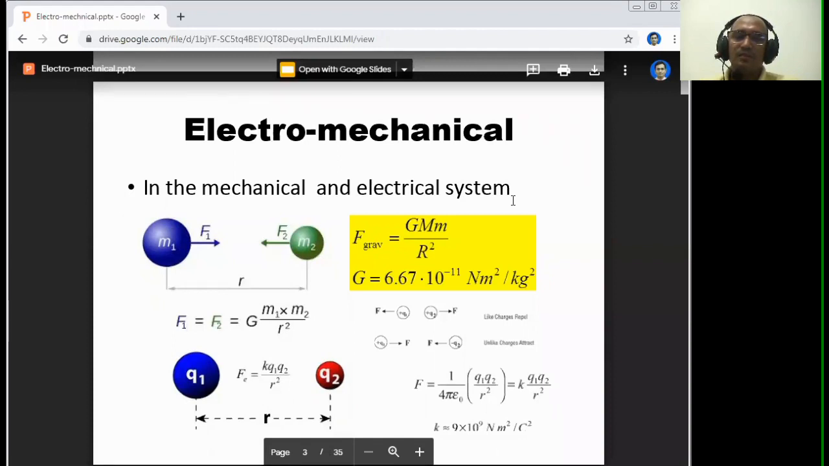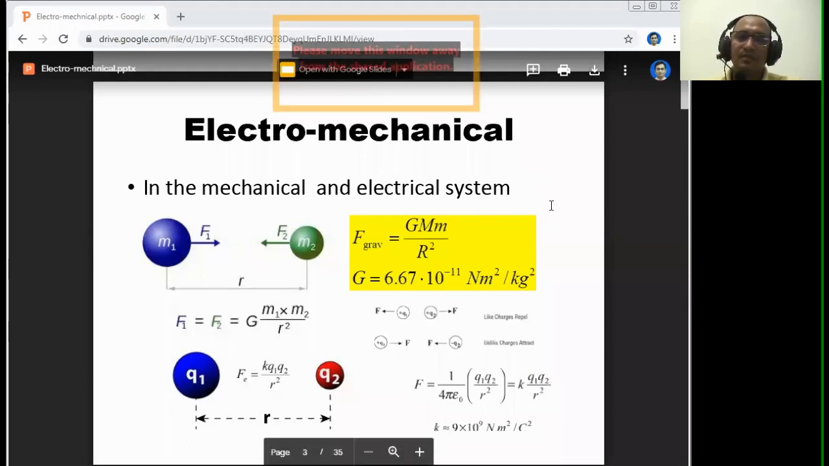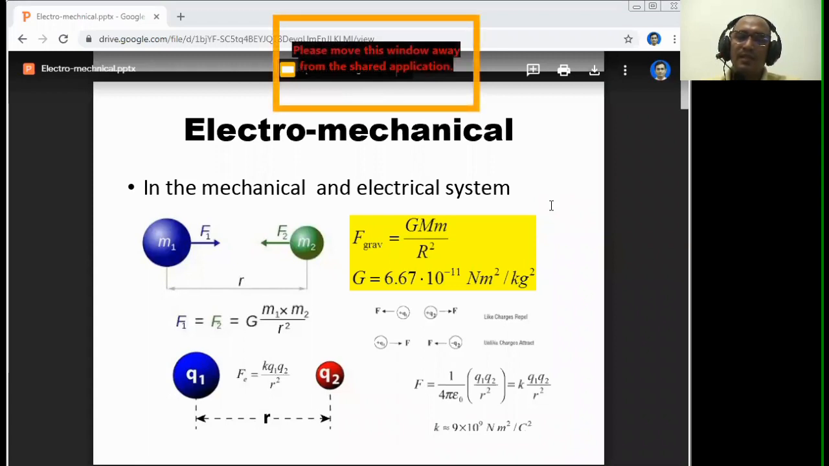But in the case of Coulomb's law, whenever two charges interact with each other, their force of action is either repulsion or attraction, depending on the charge. If it is the same charge, then it repels. If it is the opposite charge, then it must attract. Here also the electrical force is proportional to the product of the two charges. If the two charges are Q1 and Q2, then Fe should be proportional to Q1 Q2, and at the same time inversely proportional to the distance of separation.